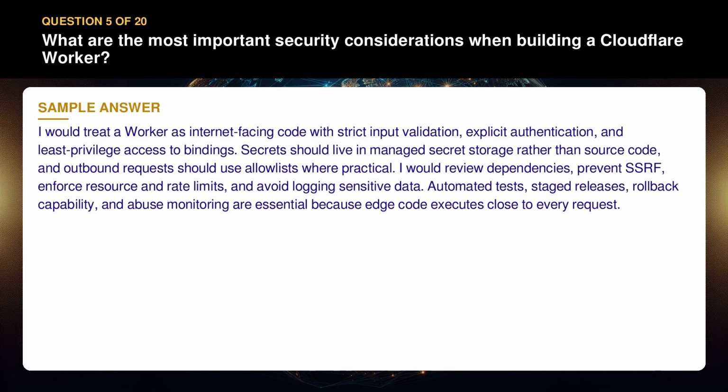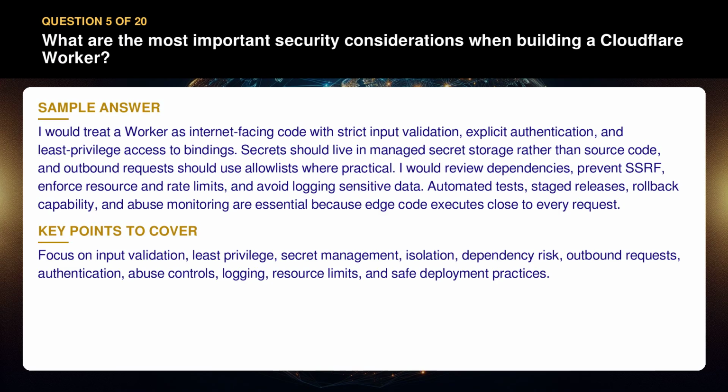Secrets should live in managed secret storage rather than source code, and outbound requests should use allowlists where practical. I would review dependencies, prevent SSRF, enforce resource and rate limits, and avoid logging sensitive data. Automated tests, staged releases, rollback capability, and abuse monitoring are essential because edge code executes close to every request. Focus on input validation, least privilege, secret management, isolation, dependency risk, outbound requests, authentication, abuse controls, logging, resource limits, and safe deployment practices. Question 6.